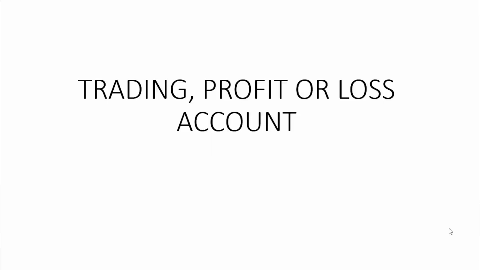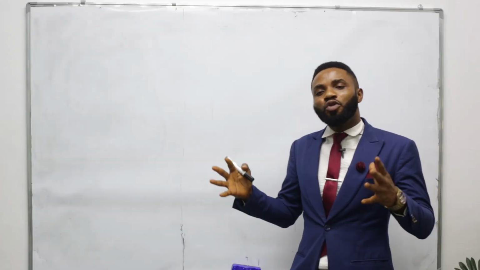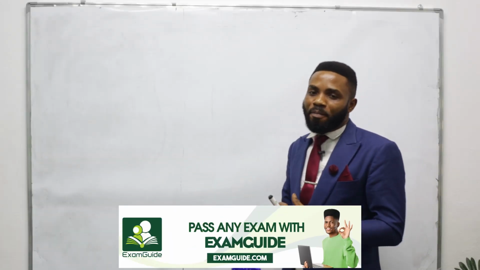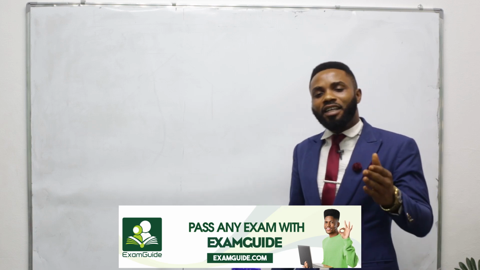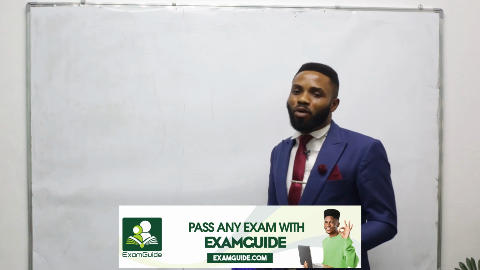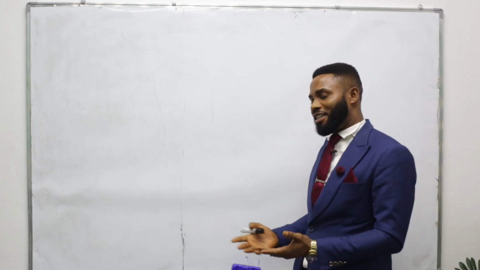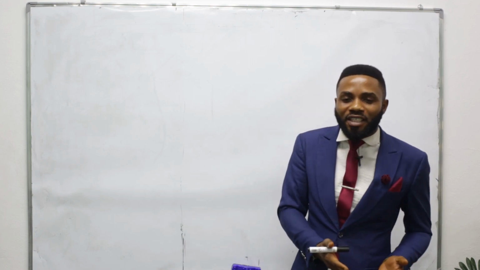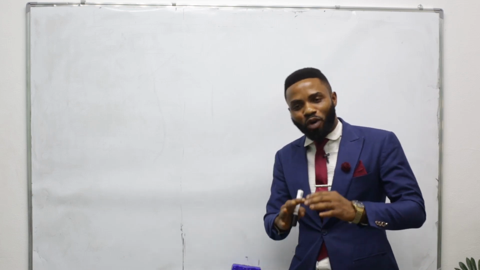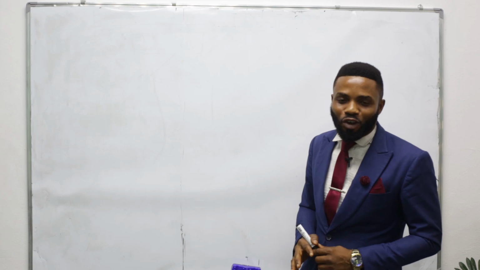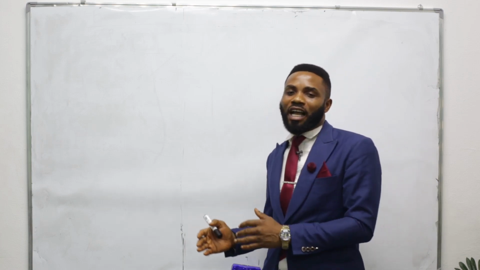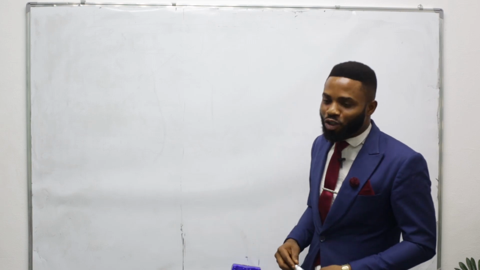If you check the topic, you see that at the end of trading, there is a comma there. Trading, comma, profit or loss account. That means we are going to look at two different accounts put together. In some other textbooks, you see something like trading profit and loss account. But you know that in a business, you cannot make profit and make loss at the same time. So you either make a profit or you make a loss. So there is a modification on this particular topic. It's no longer trading profit and loss account, but trading profit or loss account.